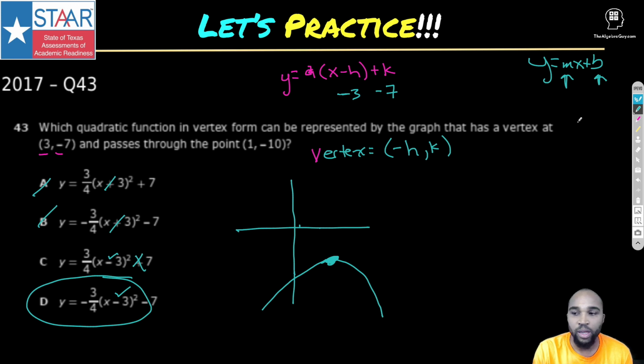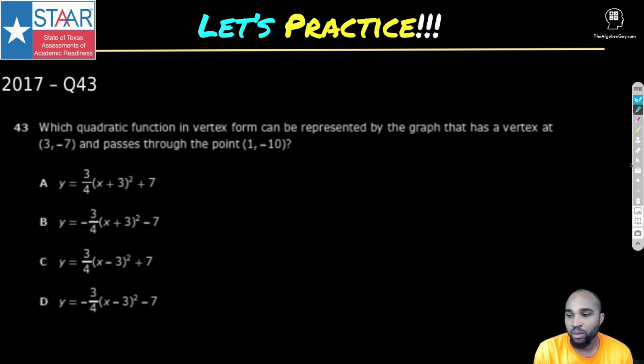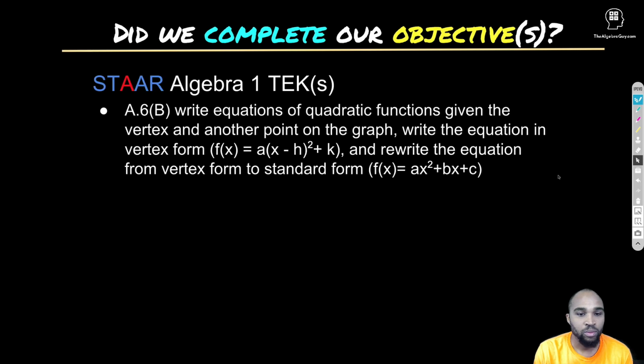So that's pretty simple. Now another way you could have checked it is you could have graphed these and checked the point for 1 and seen which one gives you negative 10. And that takes a little bit more time, because you have to graph each one and plug in 1 to see which one's going to give you a negative 10, and that's one way to do it. But it's easy if you understand vertex form, like I just mentioned there. And that really does it. That's it for vertex form.